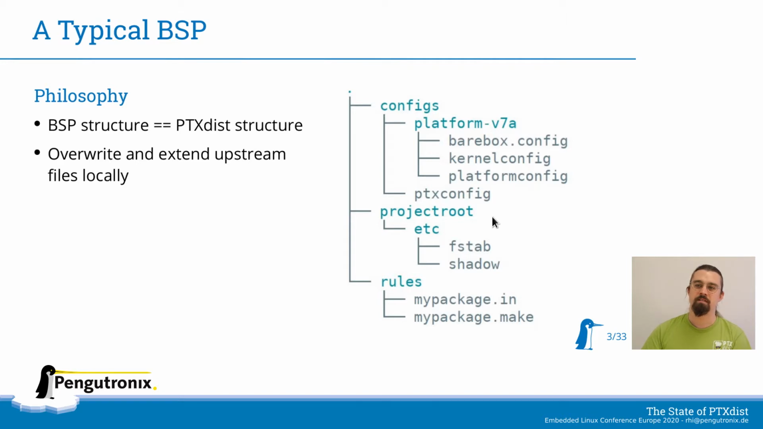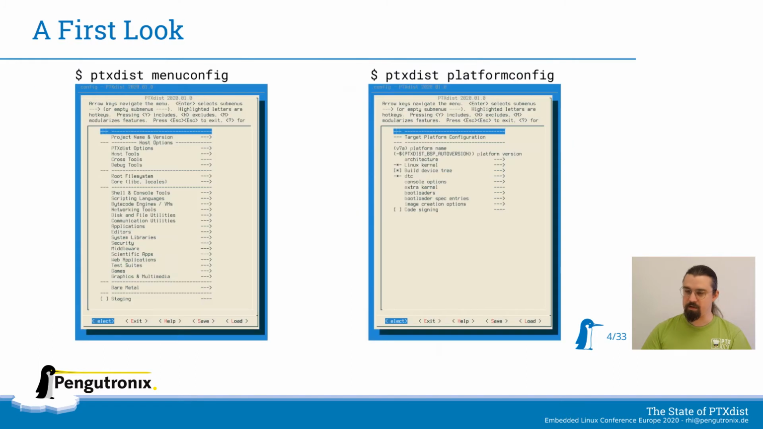Then we're having some files in the project root directory, for example, an etc fstab and an etc shadow file, which we want to install on the target. And then we also have some custom rule files for our BSP. Yeah. And the philosophy here is that your BSP looks just like the PTXdist install directory, and you can override and extend the files from PTXdist locally in your BSP just by copying them into your BSP and then adapting them to your needs.